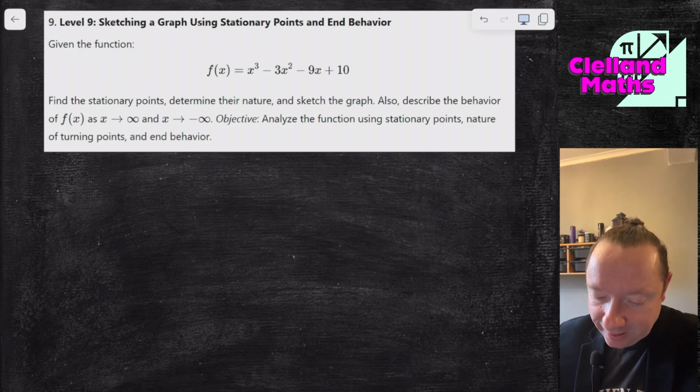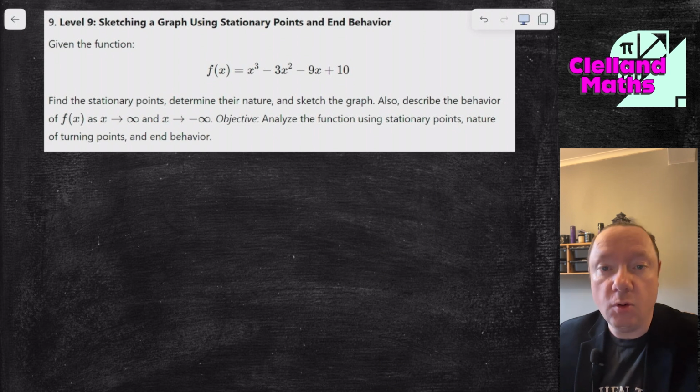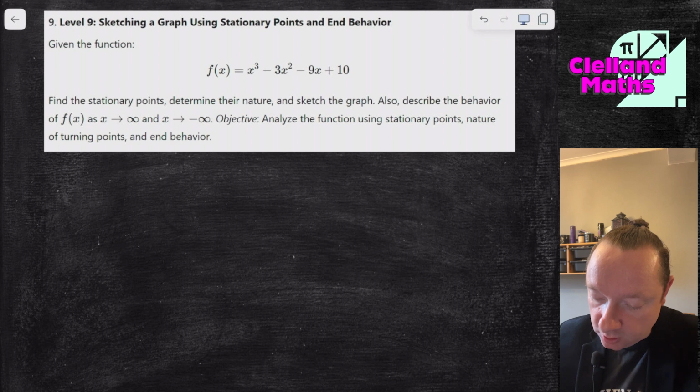Reach level 9. Chat GPT says that sketching a graph using stationary points and end behaviour is a difficult question. I agree, it probably is. Given that the function f of x equals this, find the stationary points, determine their nature, sketch the graph. Also describe the nature as x gets very big or very small.